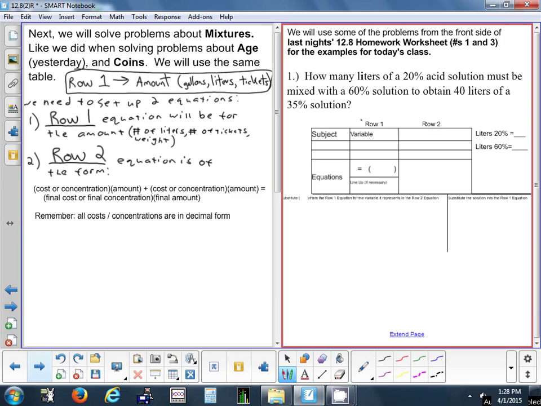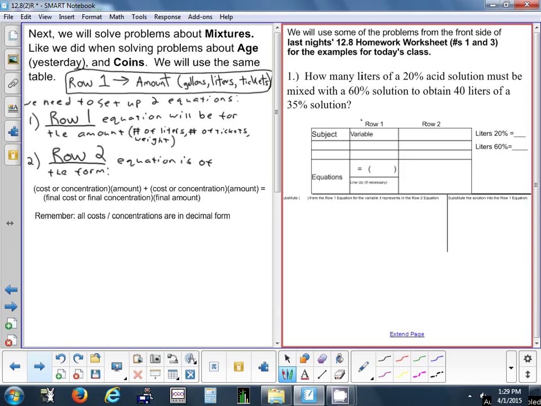Okay. So the first one says: how many liters of a 20% acid solution must be mixed with a 60% acid solution? So we're basically taking two liquids, we're going to mix them together. And when we mix them together, this is what I want to end up with. I want to end up with 40 liters of stuff, okay? But I also want it to be a 35% solution.